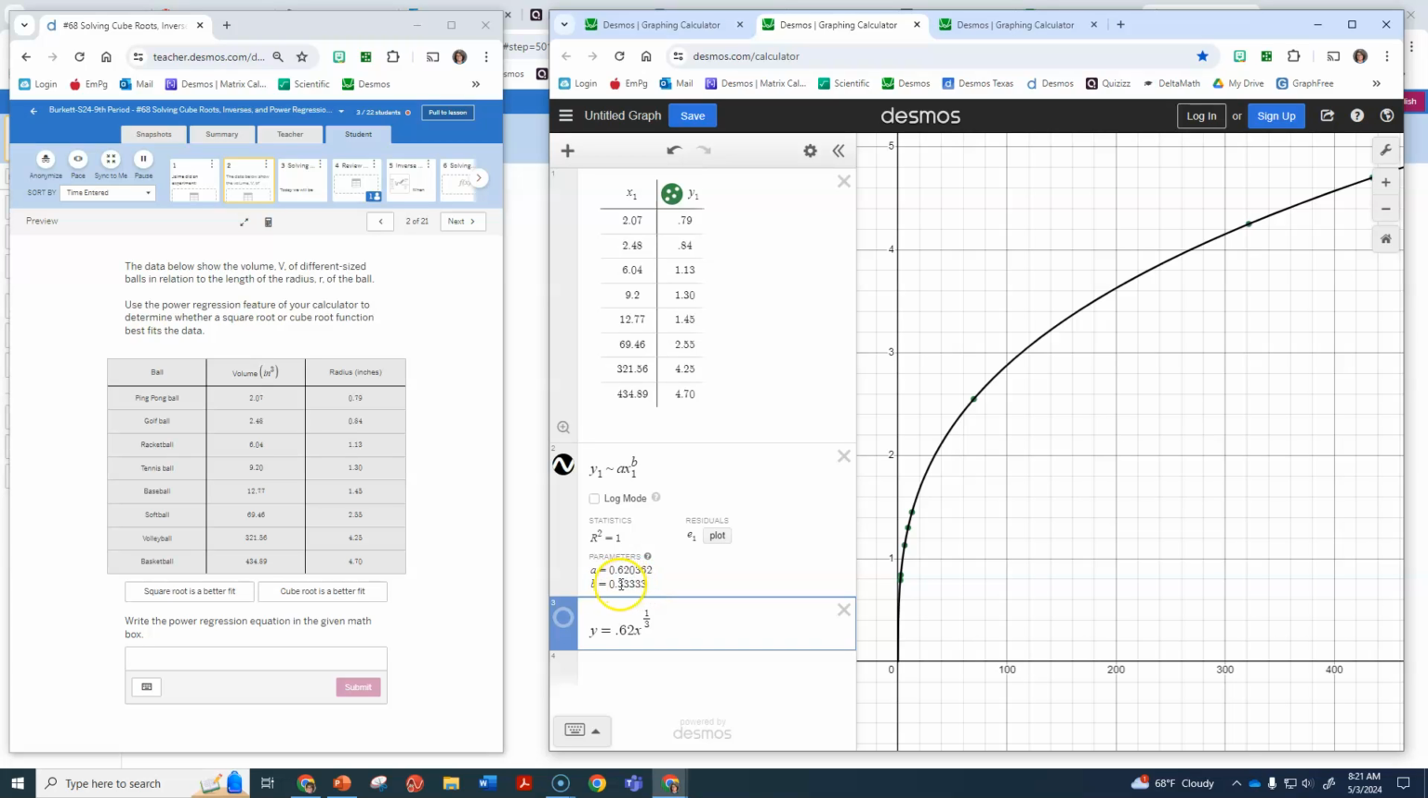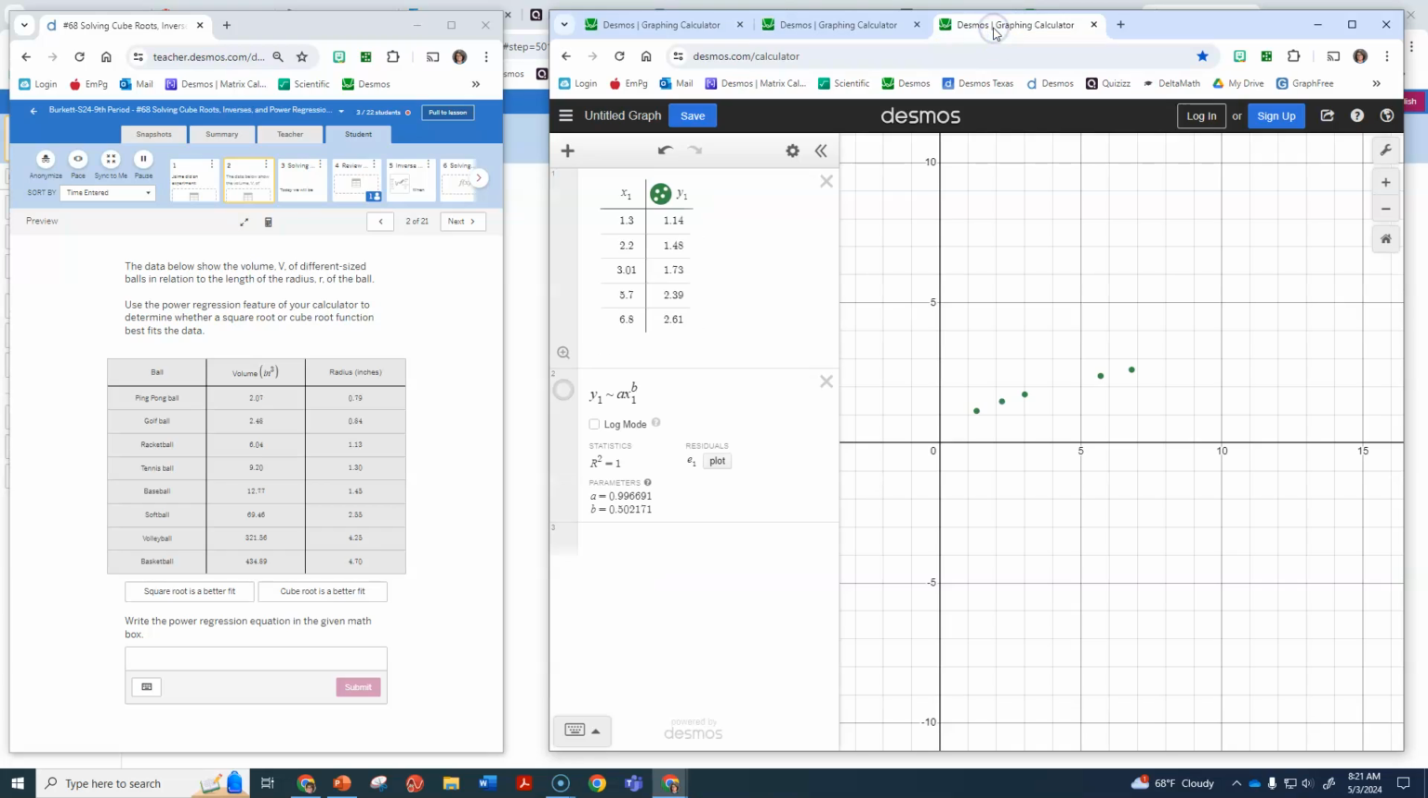How did I know it was a cube root? Because the exponent right here came out to be 1/3. If the exponent came out to be 0.5, then the best fit would have been a square root. So if this table had been the results of this table, then this 0.5 right here would have told us that that is a best fit as a square root function rather than a cube root. So that should help you now go back and do problem number 2.